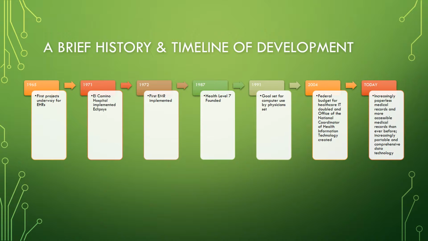The federal budget for the healthcare IT projects doubled during the presidency of George W. Bush, who issued an executive order in 2004 that created the Office of the National Coordinator of Health Information Technology and gave a call for nationwide implementation of electronic health records by 2014. Today, medical records are increasingly paperless, but there are still some private practices that continue to use a combination of paper and computerized records. Regardless, the medical records of today are far more accessible than ever before because data technology has become increasingly portable and comprehensive.